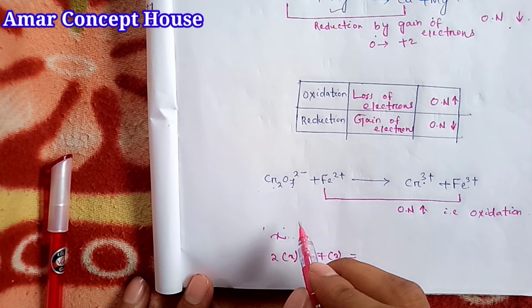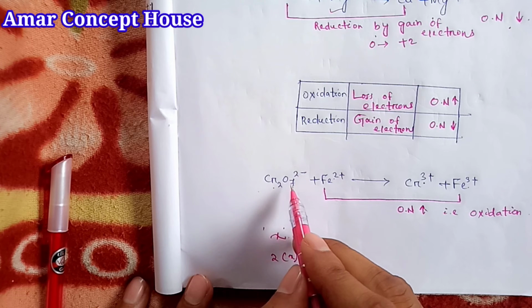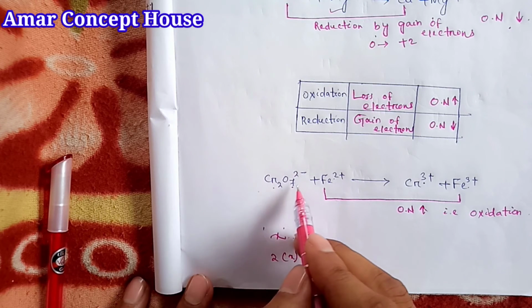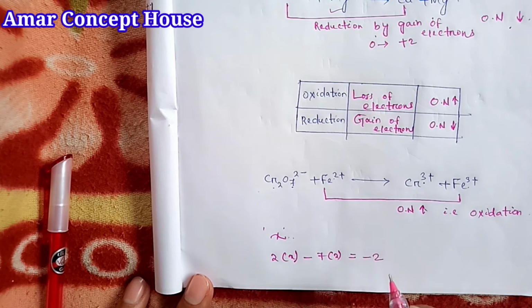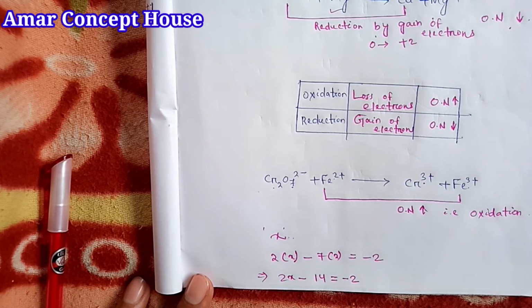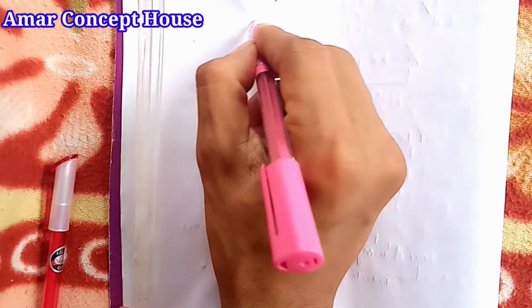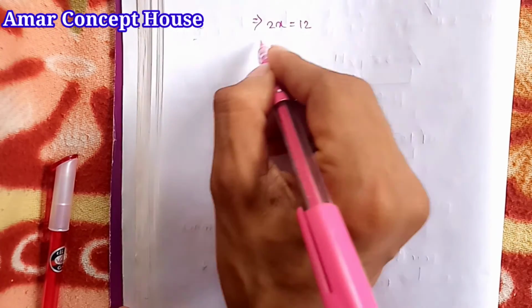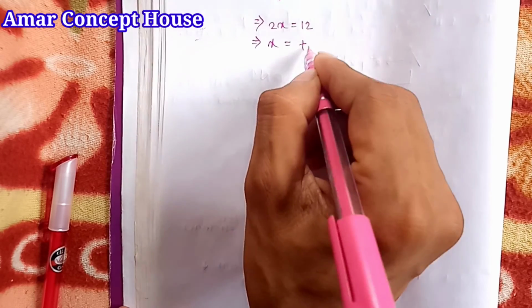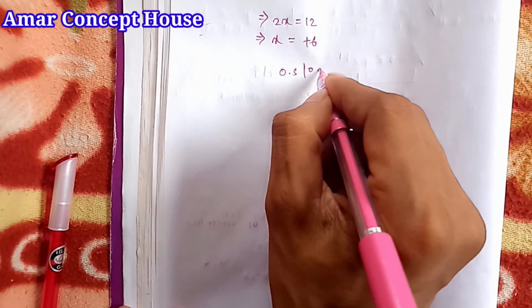Now what is the total formal charge over Cr2O7? It is -2. The charge over each oxygen is -2, and the total over Cr2O7 is also -2. So it is equal to -2. Now solve it: 2x minus 14 is equal to -2. Now 2x is equal to 12 and x is equal to +6. So here the oxidation number of chromium is +6.